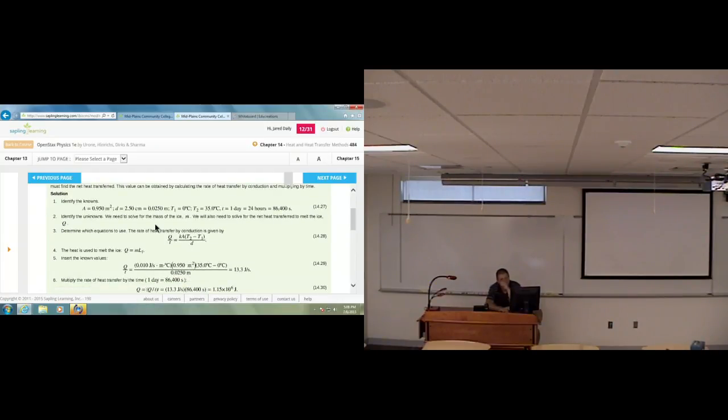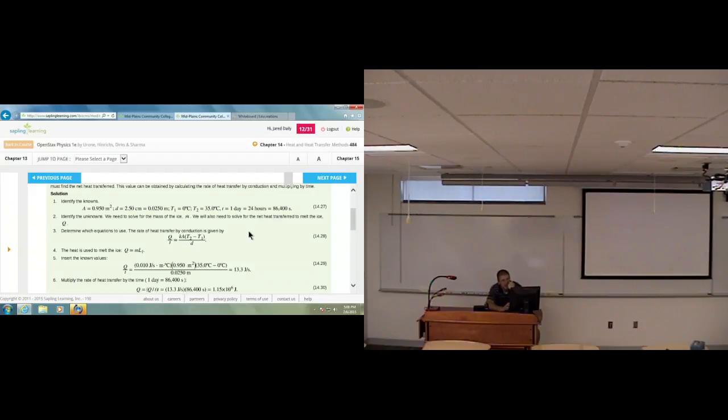So the things that we know: the area of the box, they told us that. We know the distance the heat has to travel, 2.5 centimeters, which we convert. We know the temperature change, it's going to go from 0 to 35, because it's 35 on the outside of the box and 0 on the inside of the box, right? And the time is going to be 1 day, which is 86,400 seconds.